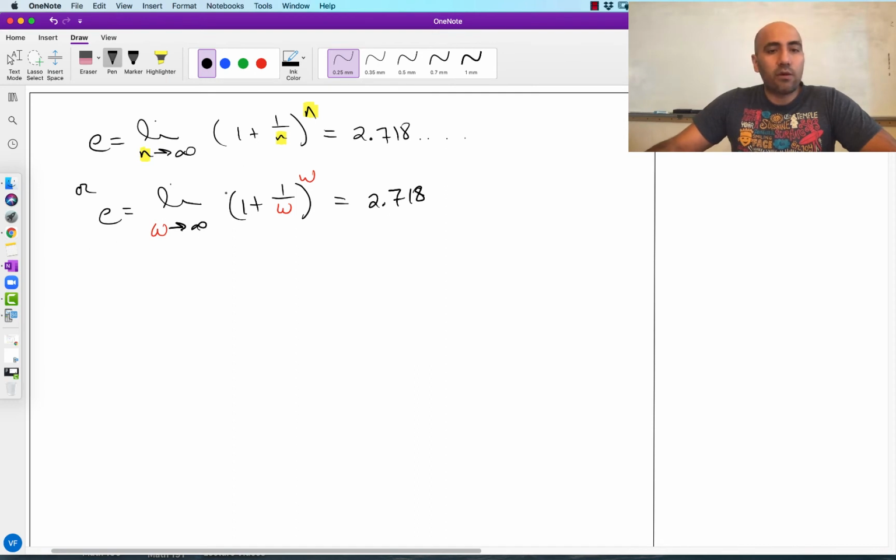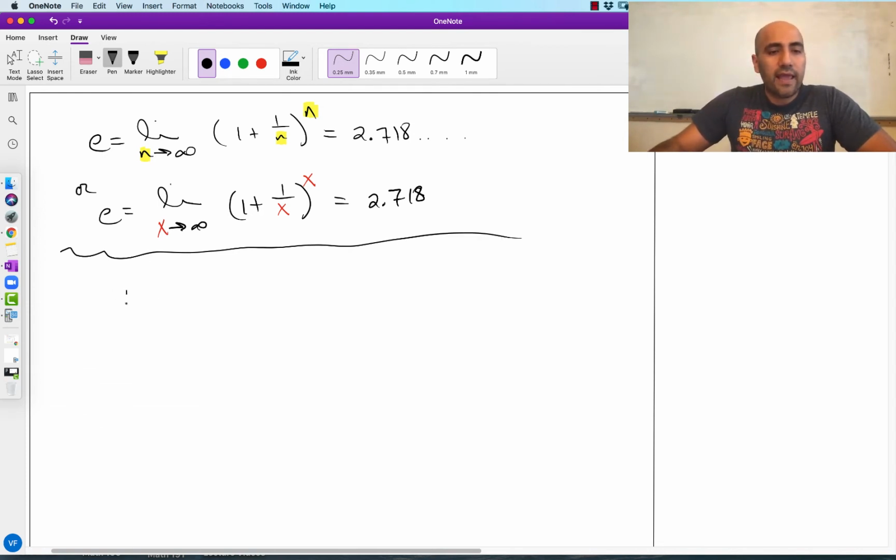Okay, so that's one thing I wanted to point out. Nothing special about the letter n. It's about the concept, the idea expressed rather than the specific letters. And of course, we know algebra loves x, so we might see it in terms of x. As x goes to infinity of 1 plus 1 over x to the power of x, same thing. They're all e.